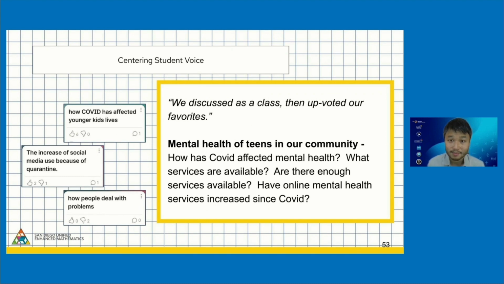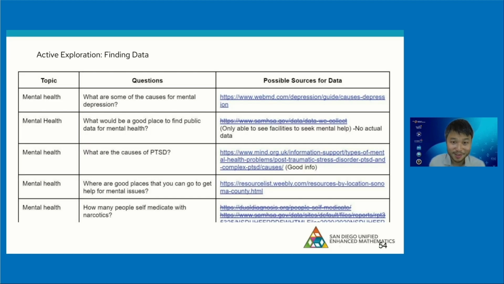Eventually, the students discussed as a class, upvoted their favorite ideas on this Padlet, and they found that there's a common trend, which was the mental health of teens and their community. But great, now that we've got this question, where do we look for data? Well, searching online is obviously a fantastic and very accessible place to start for folks that are lucky to have that kind of infrastructure and an internet connection.